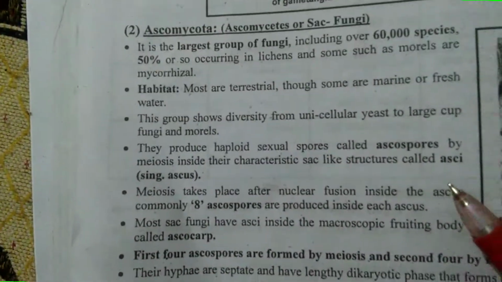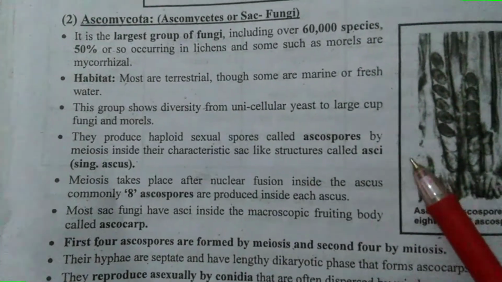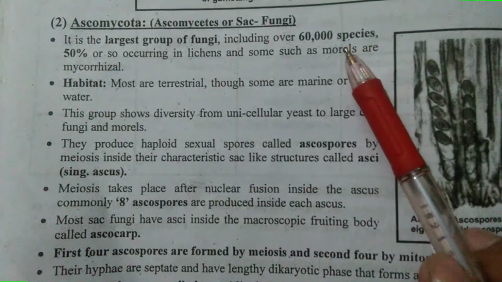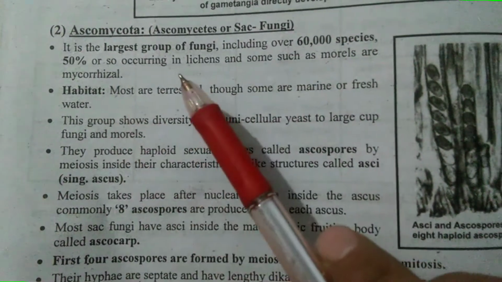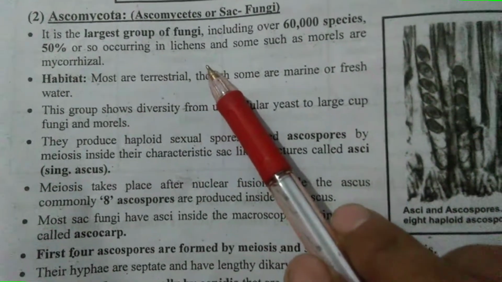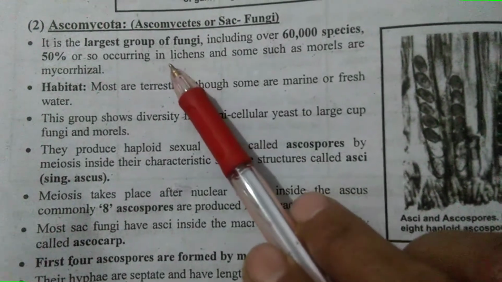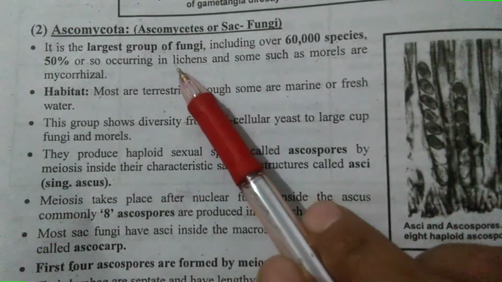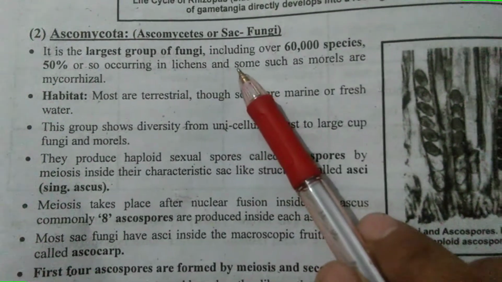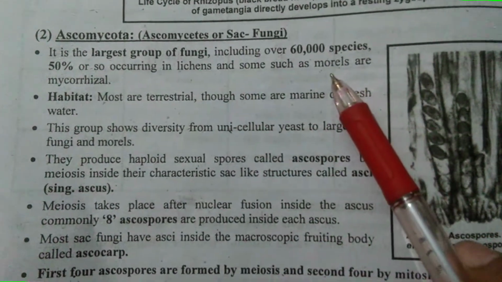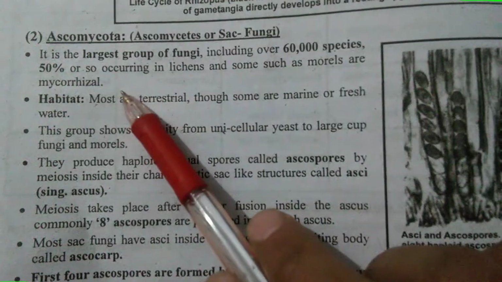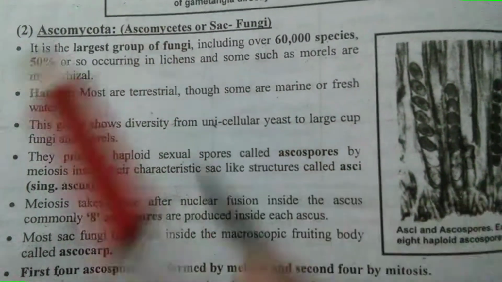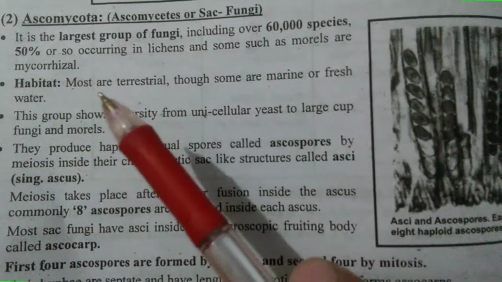Let's start with the Ascomycota, that is the second group, the sac fungi. It is the largest group of fungi, with 60,000 species, and about 50% of them are associated with lichens. Lichens, as I've told you, are the association of algae plus fungi. Some are also associated with morels and mycorrhizal hyphae. These are two examples from the Ascomycota group.